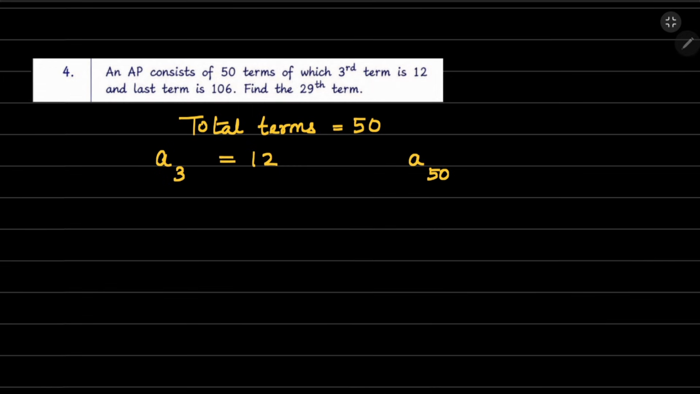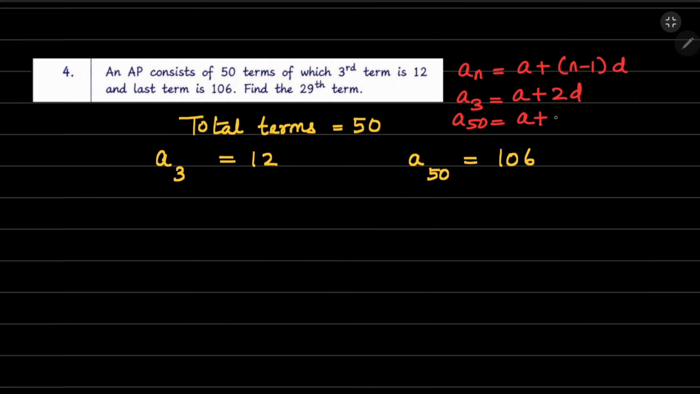That's the last term. 50 terms are there, so the last term a_50 will be equal to, what is it given? The 50th term, that's the last term, is 106. So you can expand it using, what is the formula for nth term? It is a plus (n minus 1) into D. So what is it for the third term? a_3 equal to a plus, n is 3, so 3 minus 1, that is 2D. Similarly, what is a_50? It is a plus 49D.